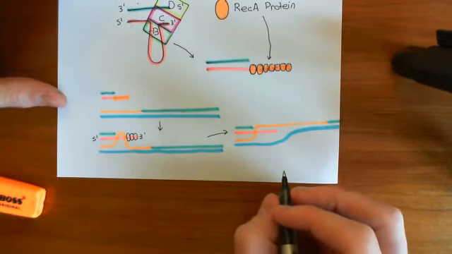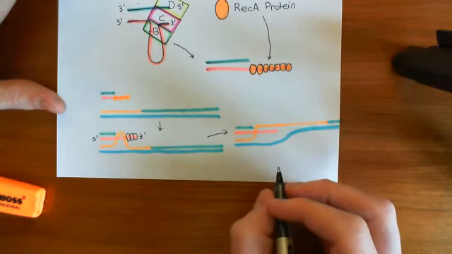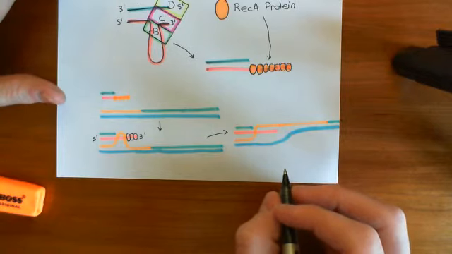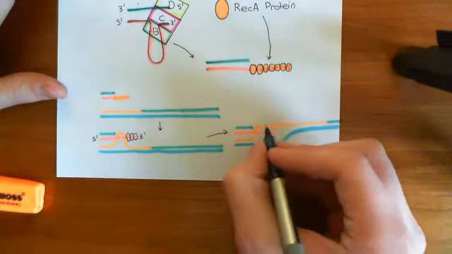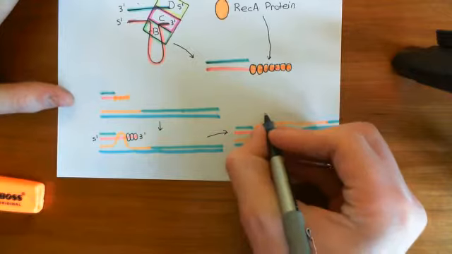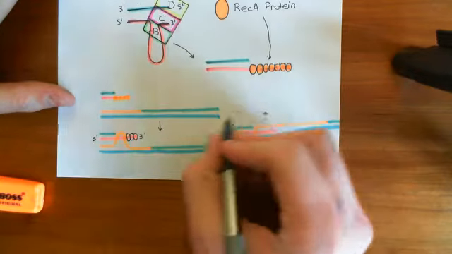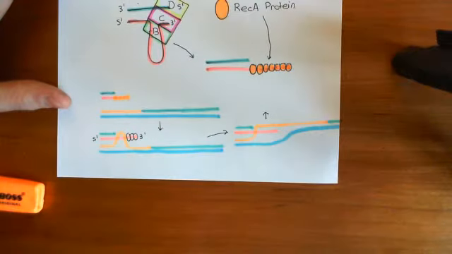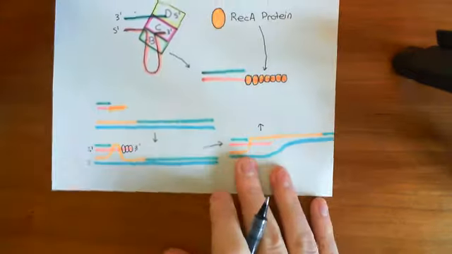So what's going to happen next? Well, remember, we are going to now form the Holliday intermediate by performing branch migration. I think I'll try and squash this in here, or maybe I should go over onto the other side. Yeah, I'm going to go over onto the other side because we're going to have to move at some point, so we might as well use this as an opportunity.